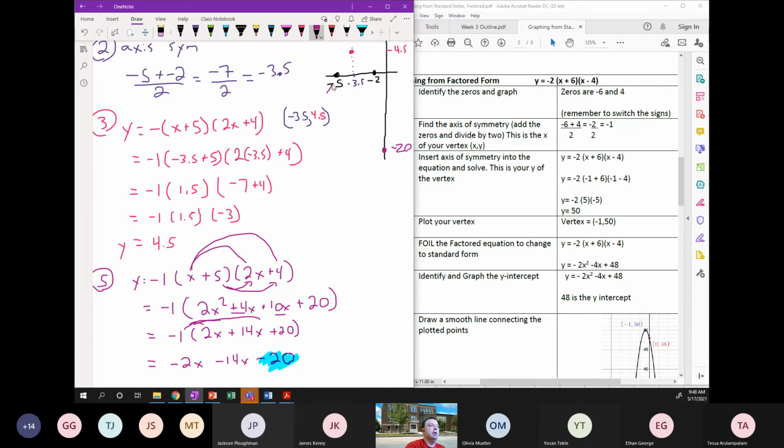I'm going to draw a nice smooth line, which looks like a perfect parabola. Okay, after we finish that one, how's our rating out of 5? 5 being perfect, 1 being no clue.